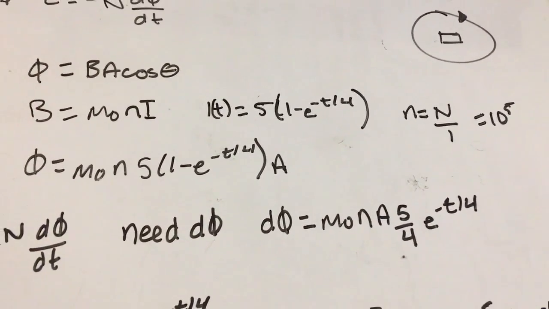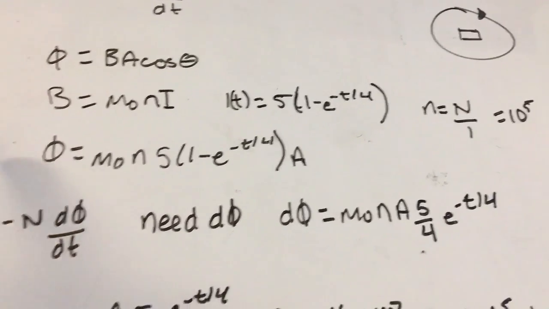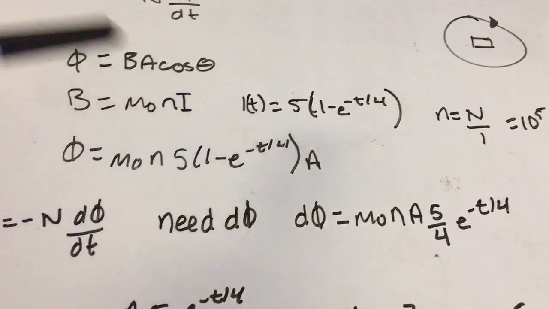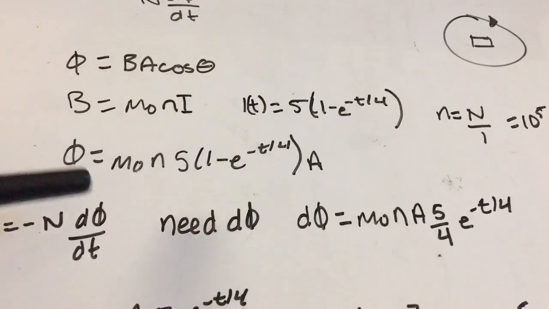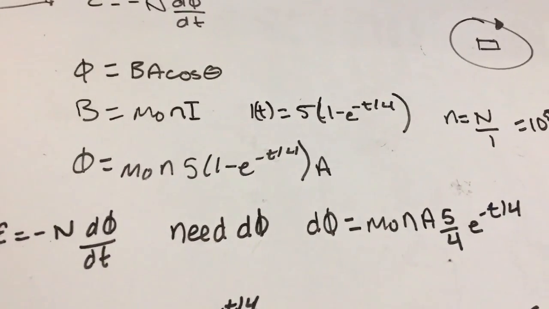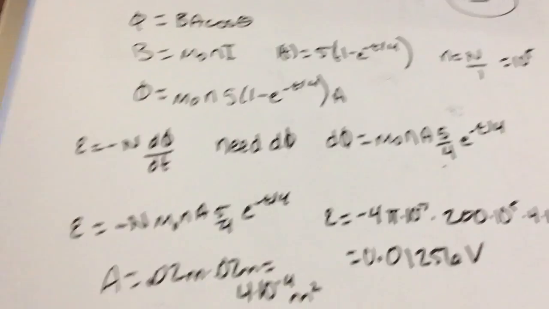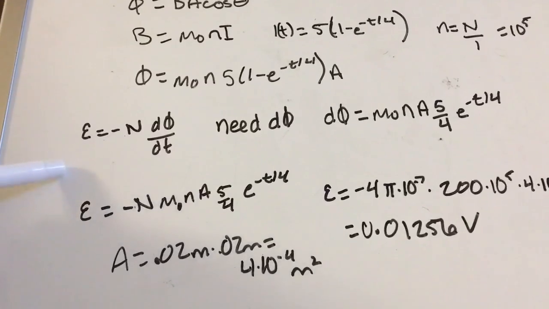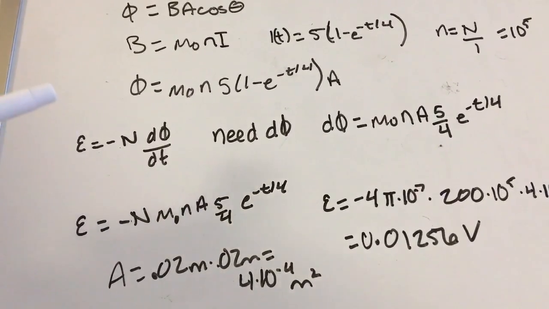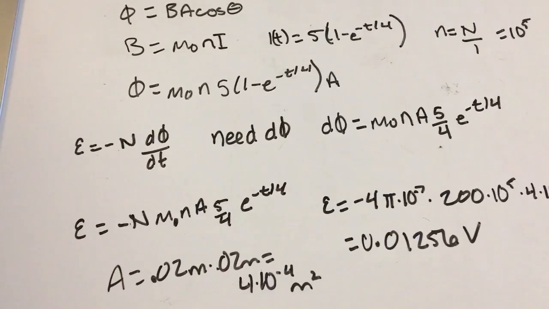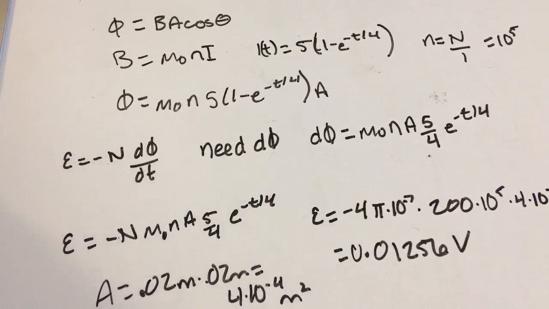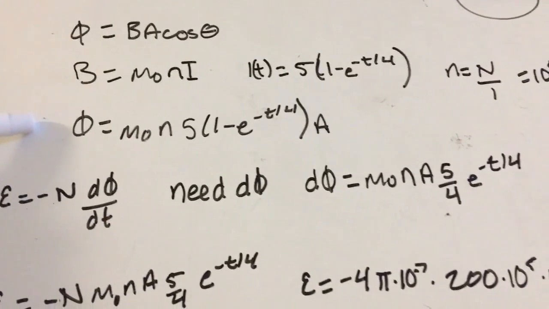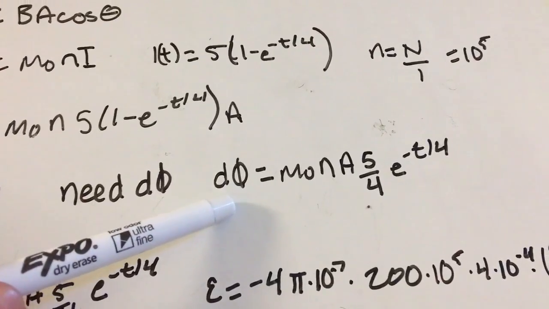Those are the variables that we plug in to get flux. So flux is equal to B A cosine theta. Here's the area, and this is what B is equal to. From that, we need to plug flux into the Faraday's law equation. To solve for the voltage, we need d flux, the change in flux, and to do that we take the derivative of our flux.